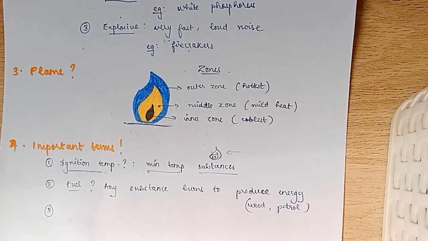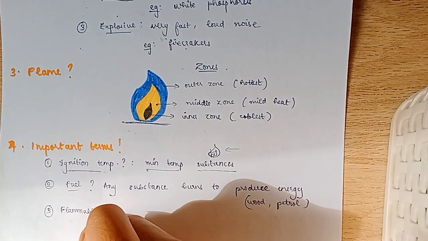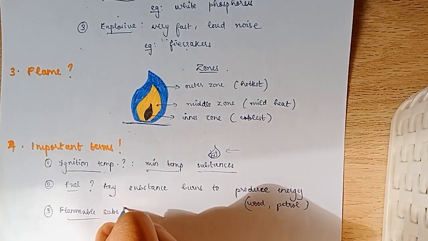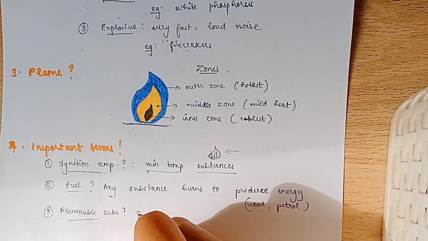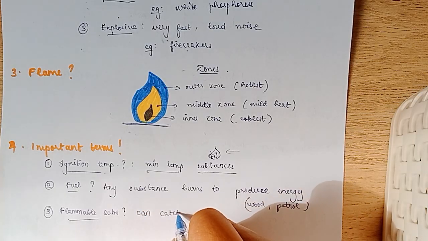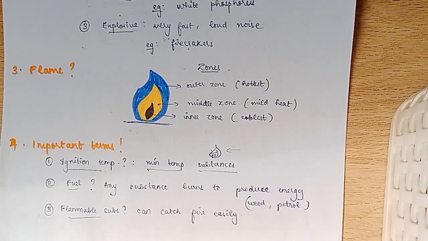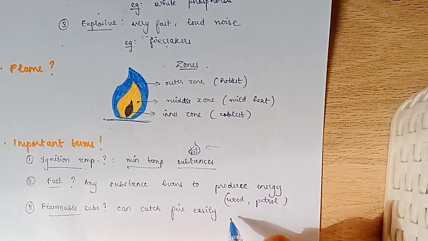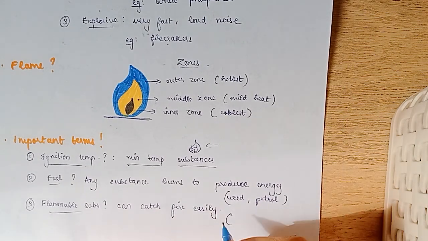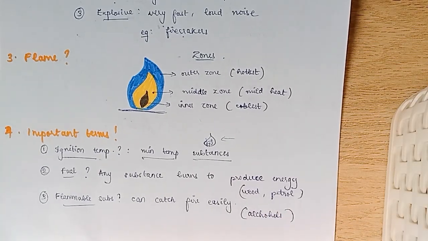Now, the third important term is flammable substances. So what are flammable substances? These are the substances that can catch fire easily. At your home, if you check your air fresheners, it will be written that it is flammable or highly flammable. That means if you bring it near the fire, it will catch fire quickly. Examples: alcohols or petrol, etc.